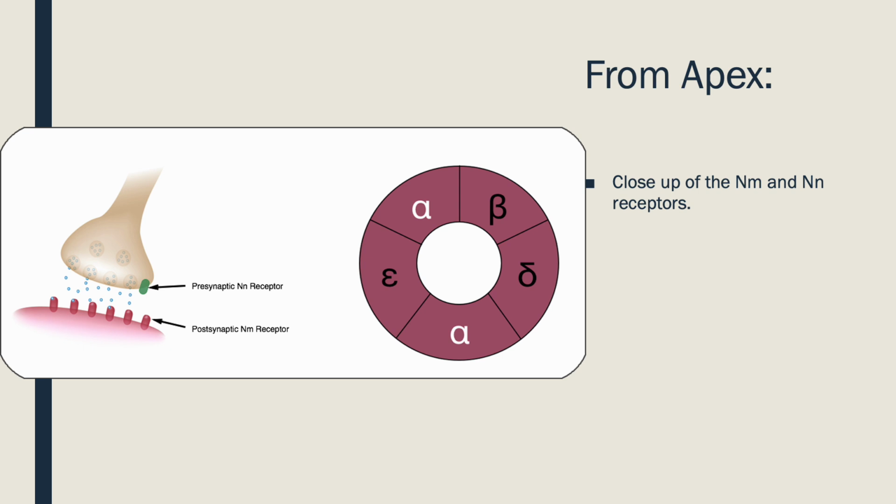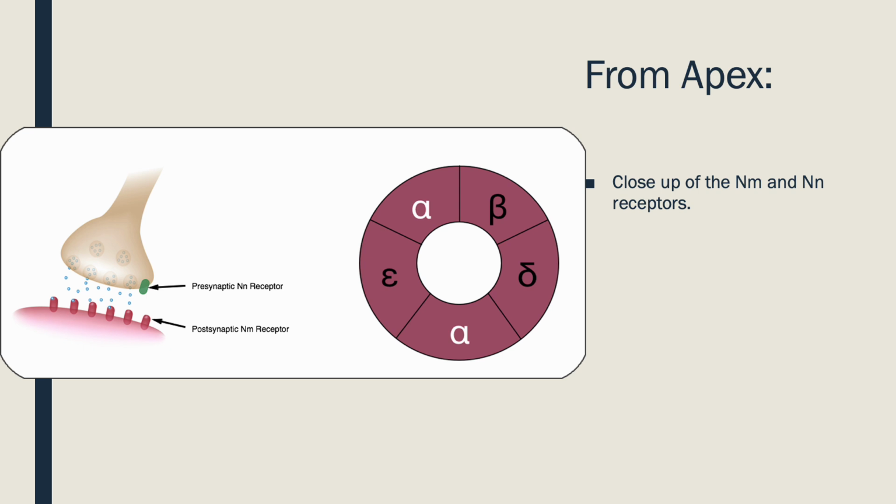Here's another close-up picture from Apex. So that neuromuscular junction receptor located here has 5 subunits: 2 alpha, 1 beta, 1 delta, 1 epsilon in the adult, and in the fetal it's going to be a gamma. Acetylcholine binds to the alpha subunits. This leads to opening of that ion channel, leading to depolarization and muscle contraction. These receptors are the primary targets for depolarizing neuromuscular blockers like succinylcholine and non-depolarizers.